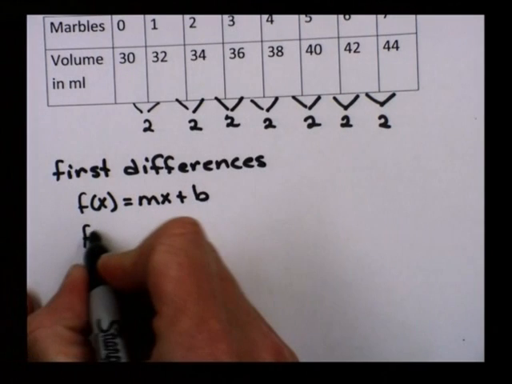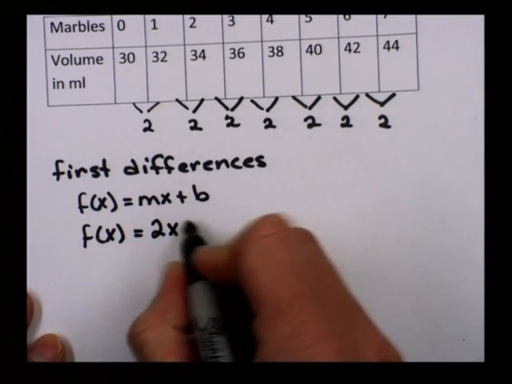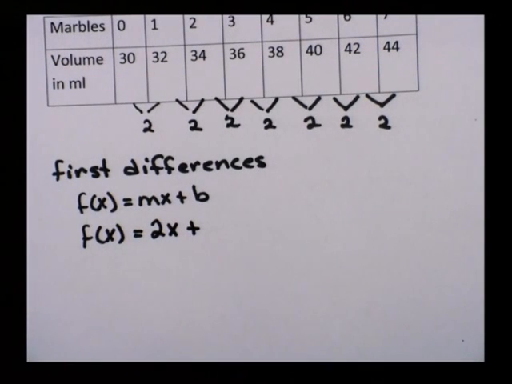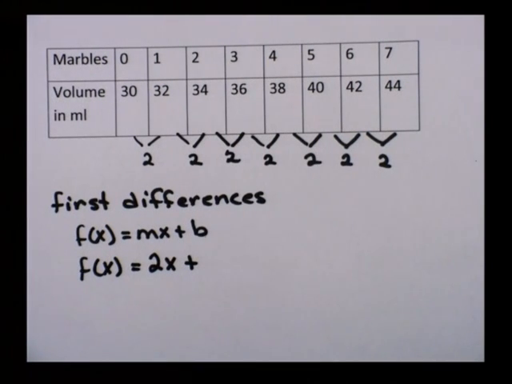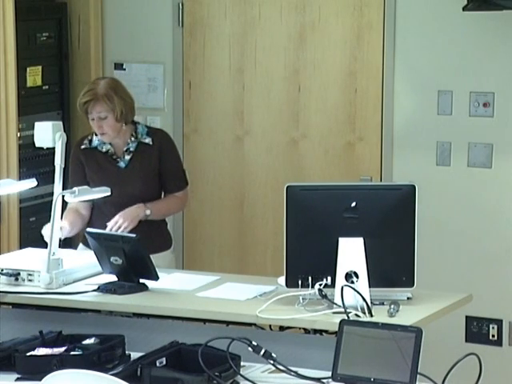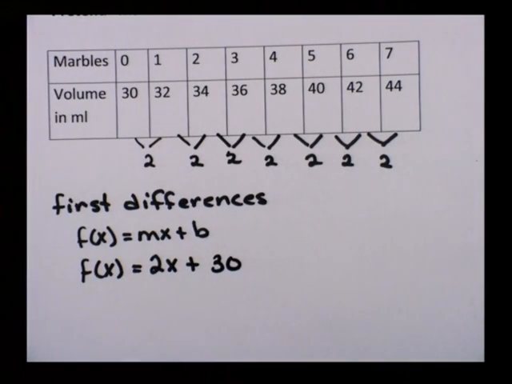So f of x equals 2x plus b, which, remember, is also referred to as the initial value. How high or how much water did I have at the beginning of this experiment? Well, I had 30 milliliters. So when x is 0, y is 30. So my initial value or my y-intercept is 30.